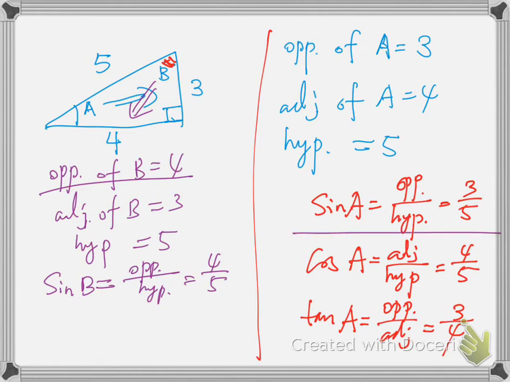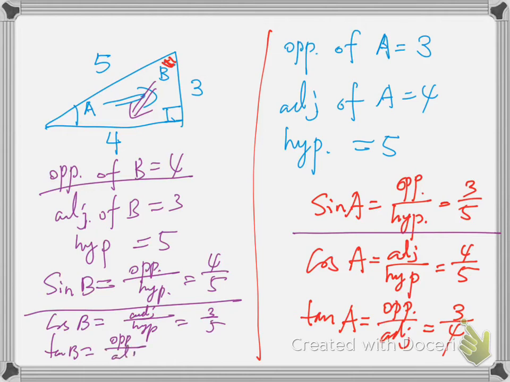You see sine A is 3 over 5, sine B is 4 over 5. They're completely different. So cosine B is adjacent over hypotenuse, so this is 3 over 5. And tangent B is opposite over adjacent. So this is 4 over 3, right? Opposite of B. The other 3 functions, you just flip it. So you have to be very careful which one is the angle and what's the opposite and adjacent side of that angle.